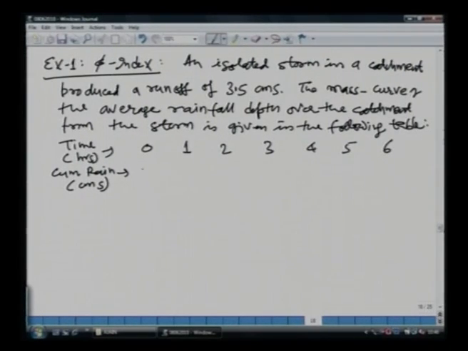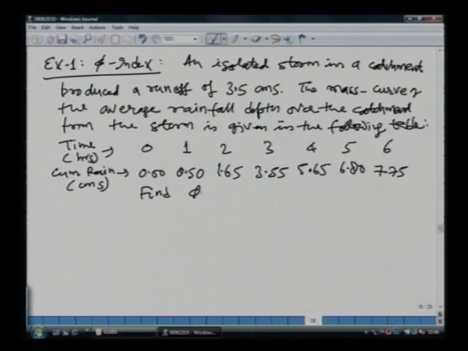At the beginning you have 0, of course, then you have 0.50, 1.65, 3.55, 5.65, 6.80 and 7.75. You see that what is given to us is the mass curve, or the cumulative rainfall curve. So, the rainfall is increasing during the storm. What we have to do in this example is simply find the value of phi index.